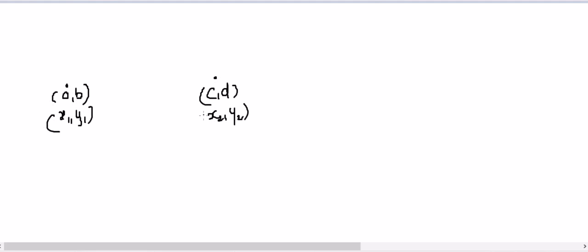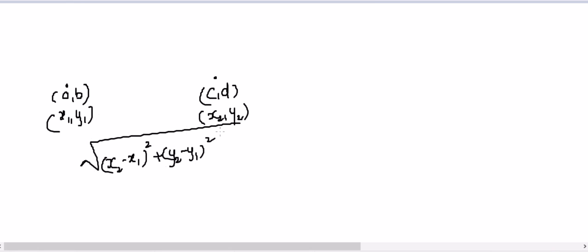We know when 2 points are given how to calculate the distance between the both. Say for example, if one coordinate is given as a comma b and another is given as c comma d, or I can say it's x1 y1 or x2 y2. So the distance between these 2 points will be root x2 minus x1 whole squared plus y2 minus y1 whole squared.